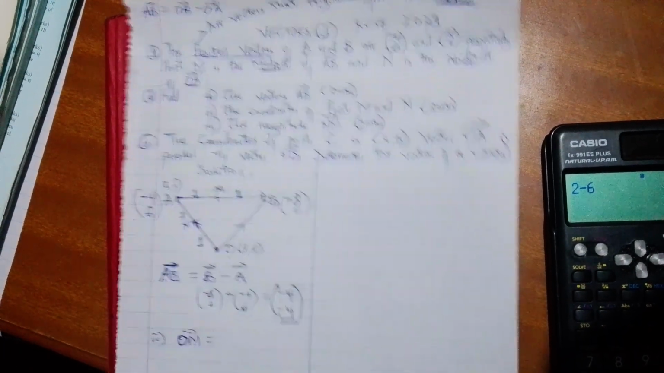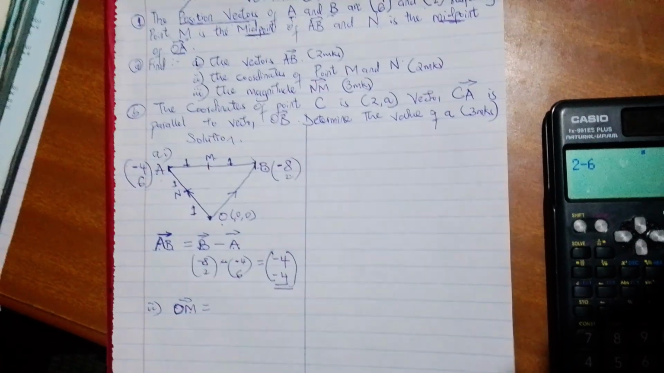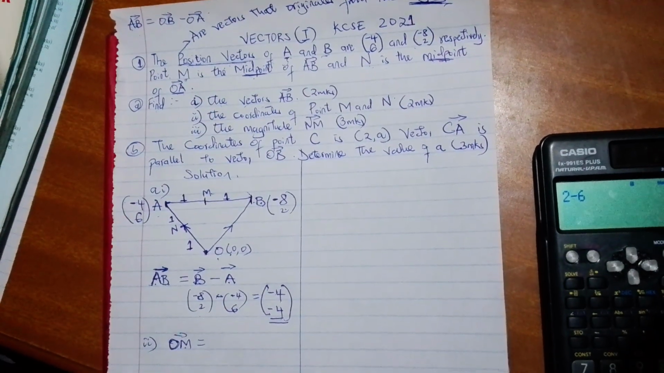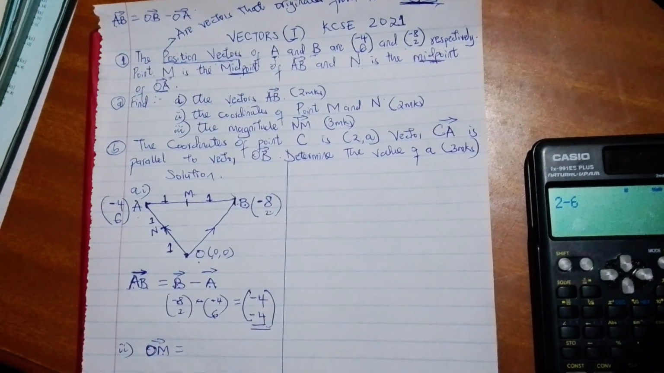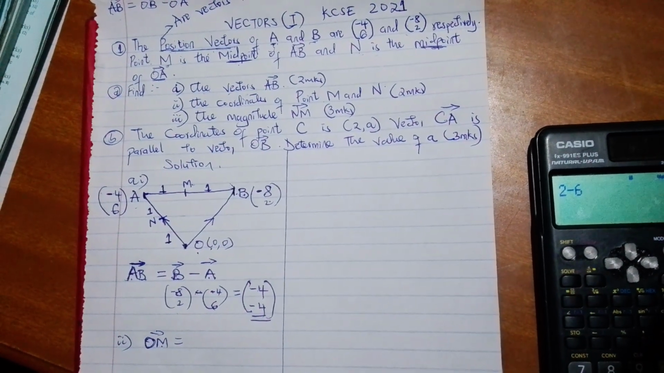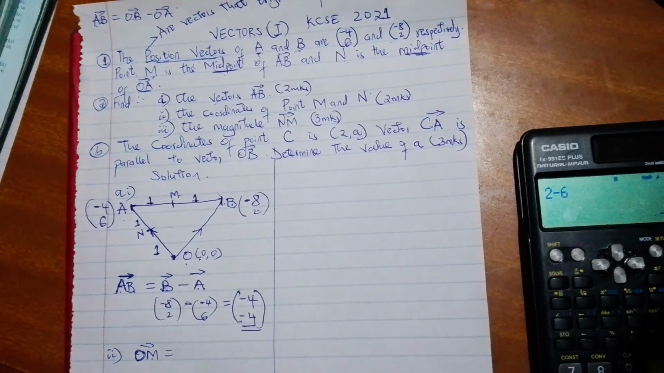So let's get O to M. In vectors, moving from O to M, you can use several directions, just like in the real world. If I want to move from town A to town B, there are some routes that we call shortcuts.